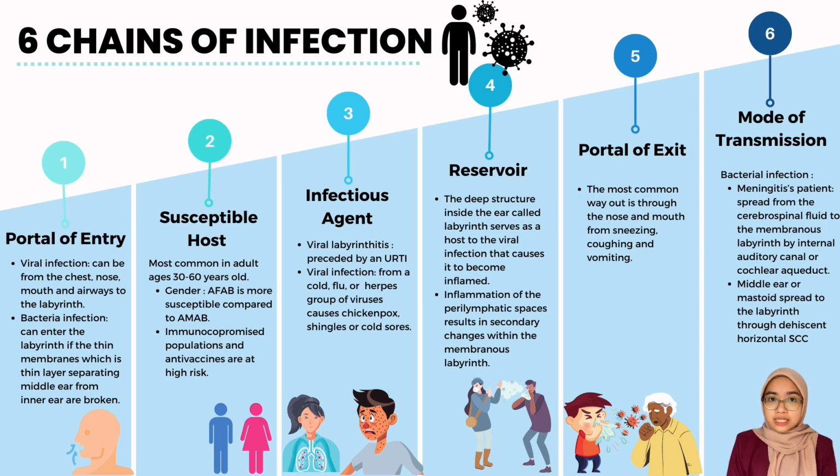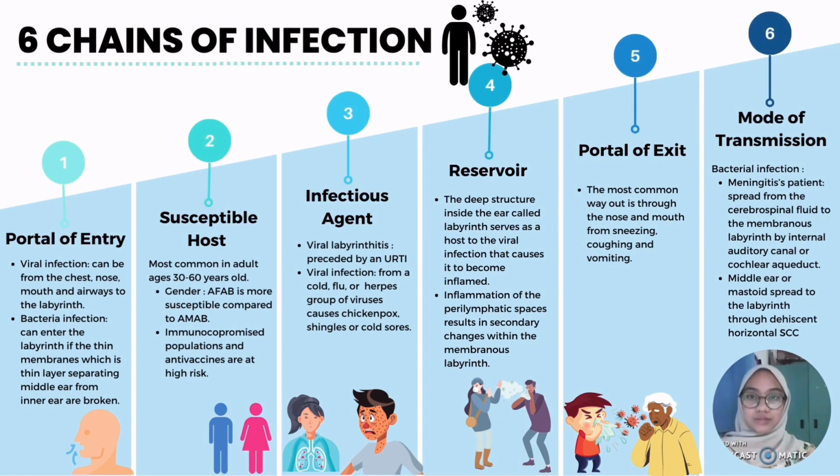Next, the susceptible host could be anyone of all ages, but most common is in adults aged 30 to 60 years old. In terms of gender, assigned female at birth, AFAB, are more susceptible compared to assigned male at birth, AMAB. Next, immunocompromised populations and anti-vaxxers are also at high risk.